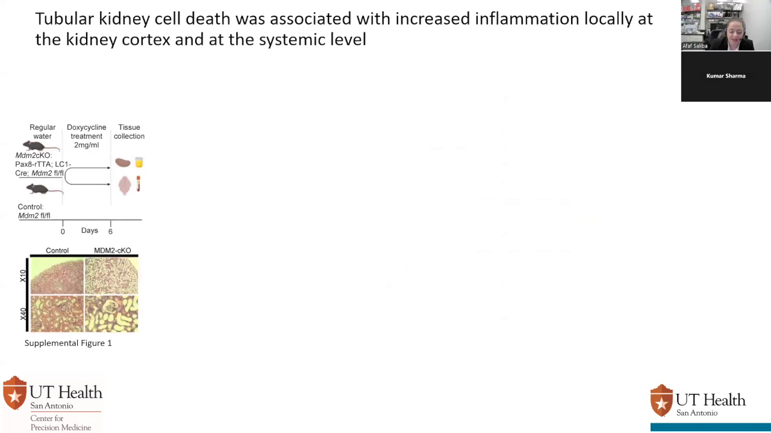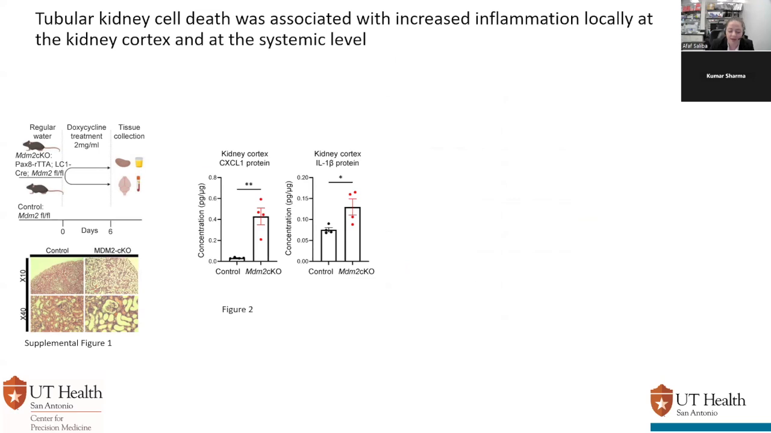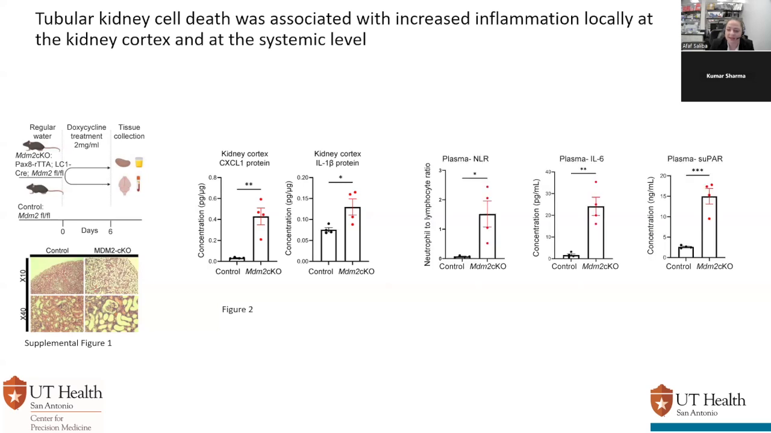Metabolic dysfunction in kidney disease is often accompanied by inflammation. Tryptophan metabolism dysregulation is strongly associated with inflammatory processes at multiple levels. So we explored inflammatory markers in the kidneys of the kidney failure mouse model and found an increase in CXCL1 and interleukin 1 beta in the kidneys. And at the systemic level, we observed a significant increase in neutrophil to lymphocyte ratio, interleukin 6, and suPAR level, indicating systemic inflammation and local inflammation in the kidney.